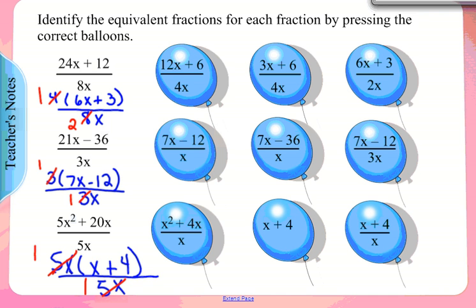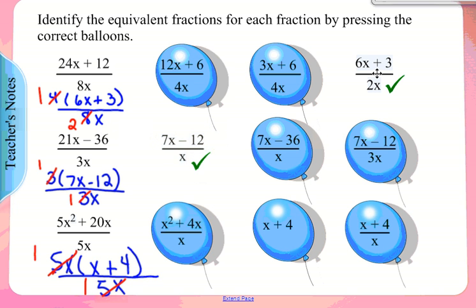Okay, and the solutions, I have them worked out on this side, the examples. So the solution to the first one should be 6x plus 3 over 2x. The solution to the second one should be 7x minus 12 over x, and the third one just x plus square.